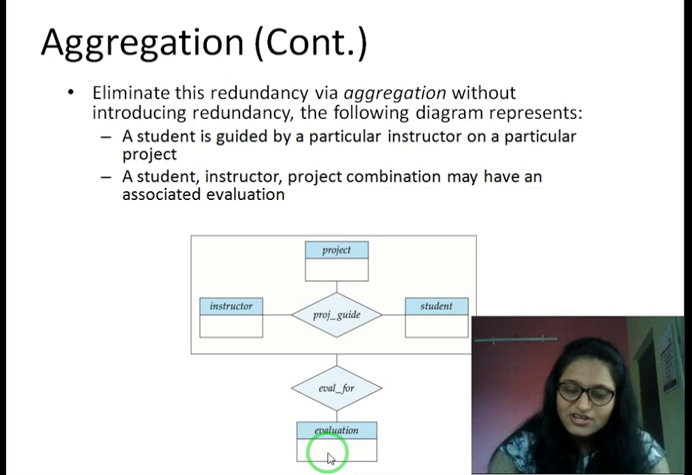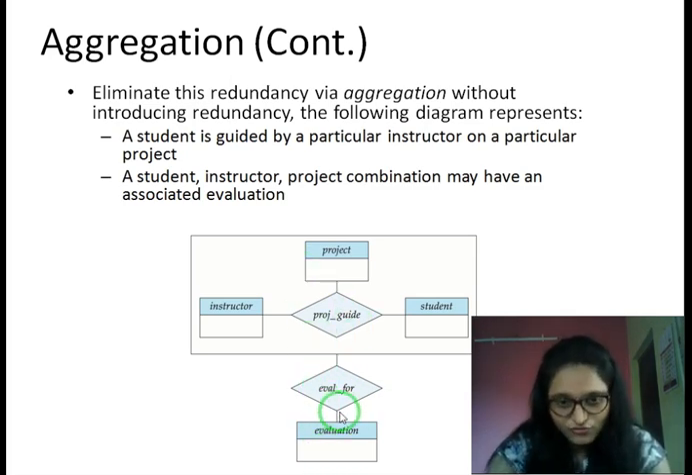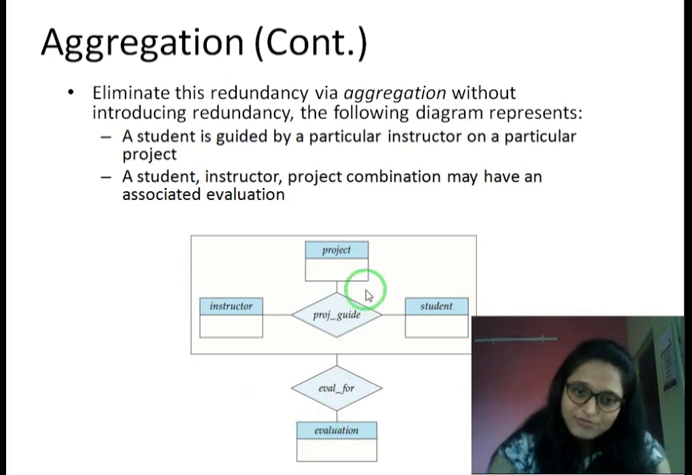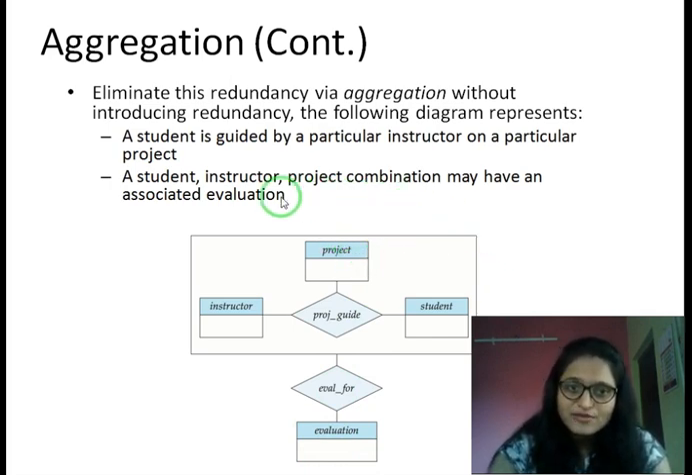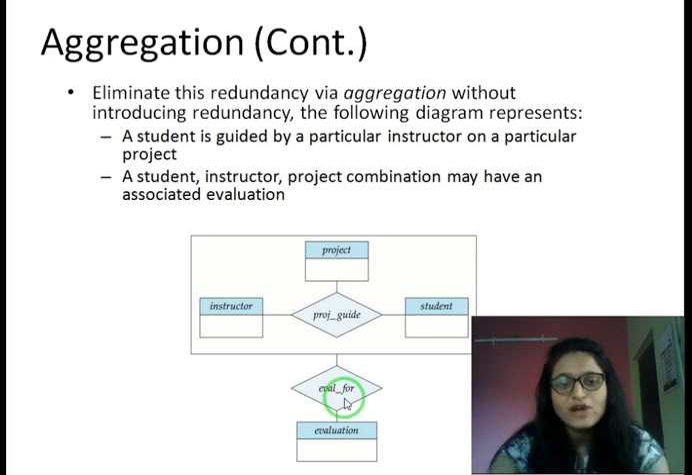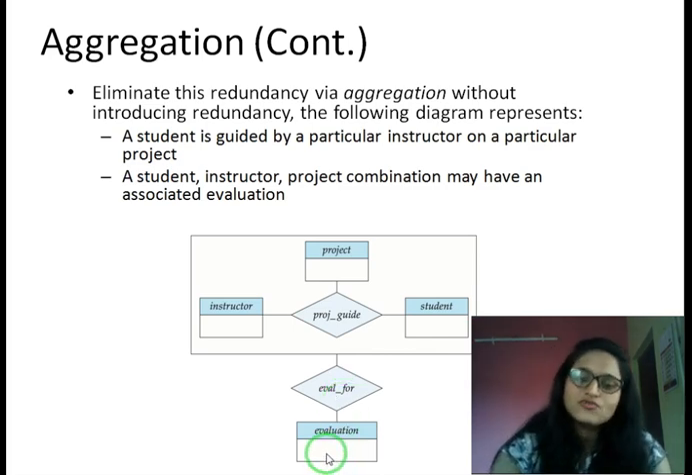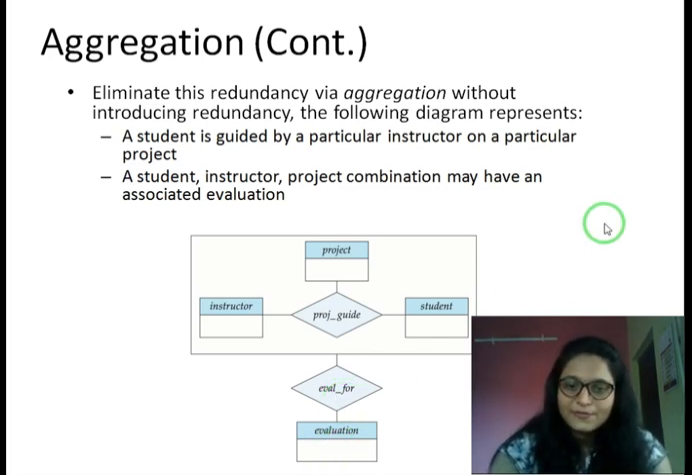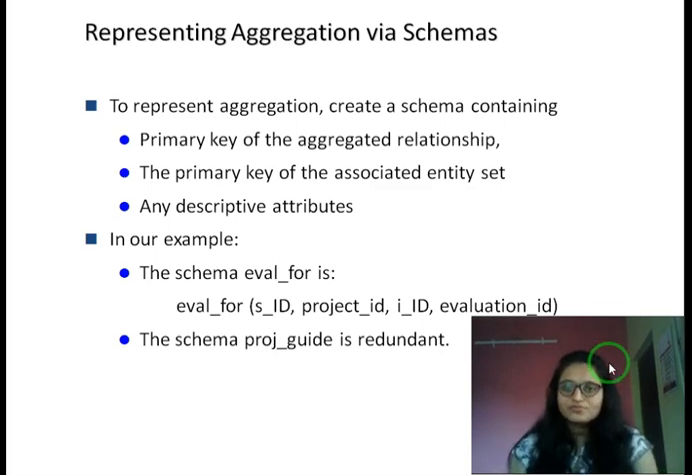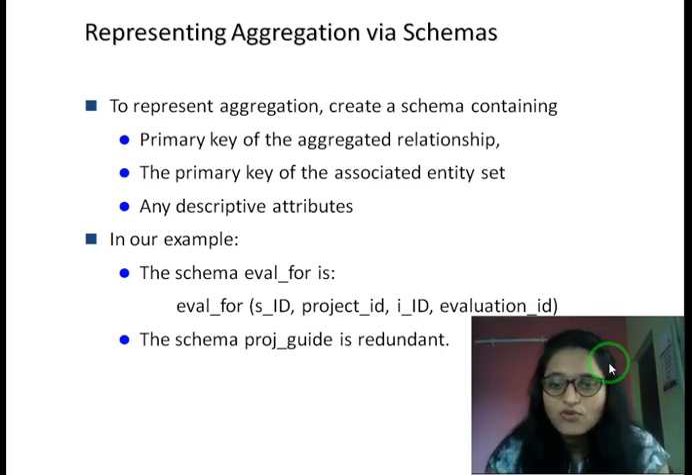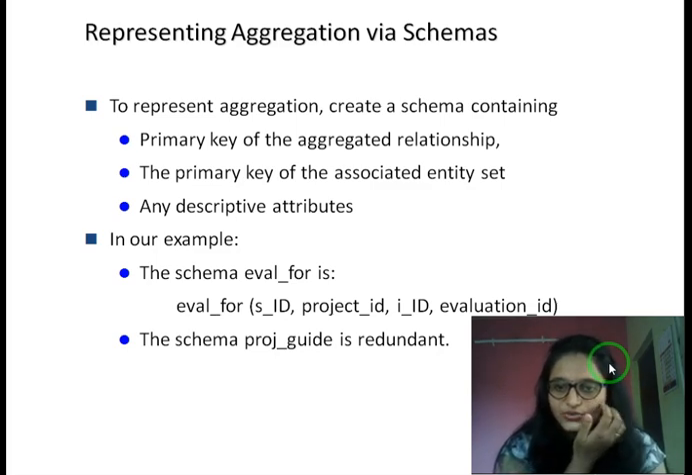And this is our evaluation entity, and we make a relationship evaluation for treating this abstract entity and this evaluation entity. So a student, instructor, project combination may be associated via evaluation for with an evaluation entity. Okay, so this is termed aggregation. So how does aggregation get converted into the relational schema?